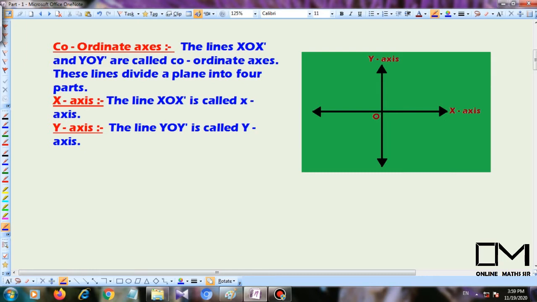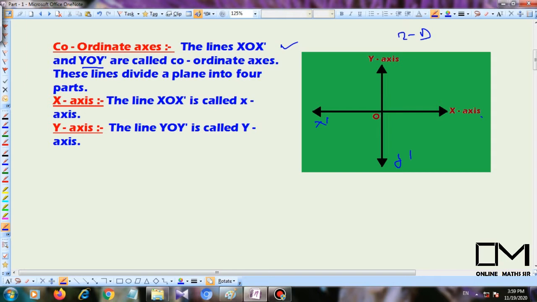When a 2D plane, two-dimensional plane, is divided by two perpendicular lines, these lines are called axes. This is the x-axis and its opposite side x dash, and this is y dash. So the line XOX' and the line YOY', these lines are called axes, coordinate axes.